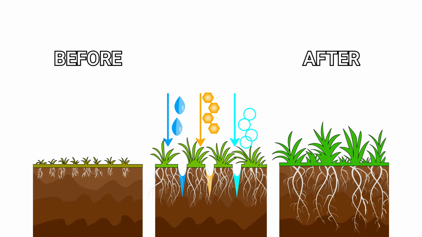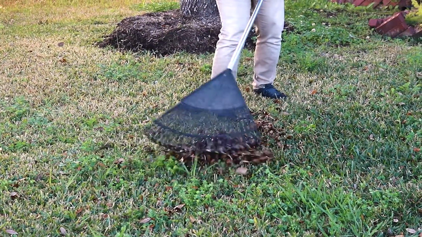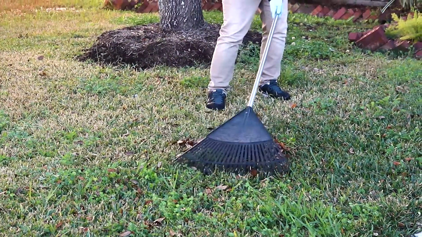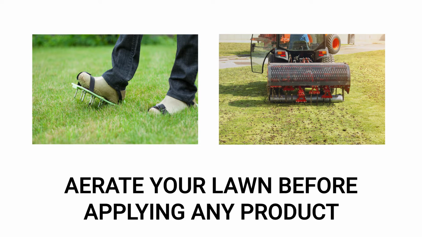There are several ways to aerate your lawn. Most homeowners should be able to at least rake away leaf litter and dethatch their lawns. These methods will help increase airflow on the surface, but to really break up your soil, you'll need to use either a spike aerator or a plug aerator. For the best results, you should aerate your lawn before applying fertilizer or any pre-emergent.